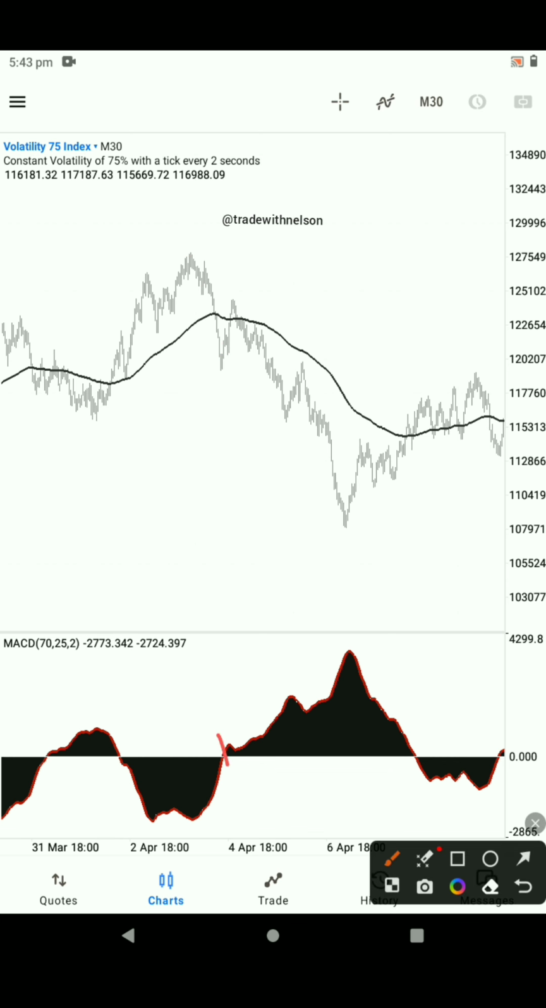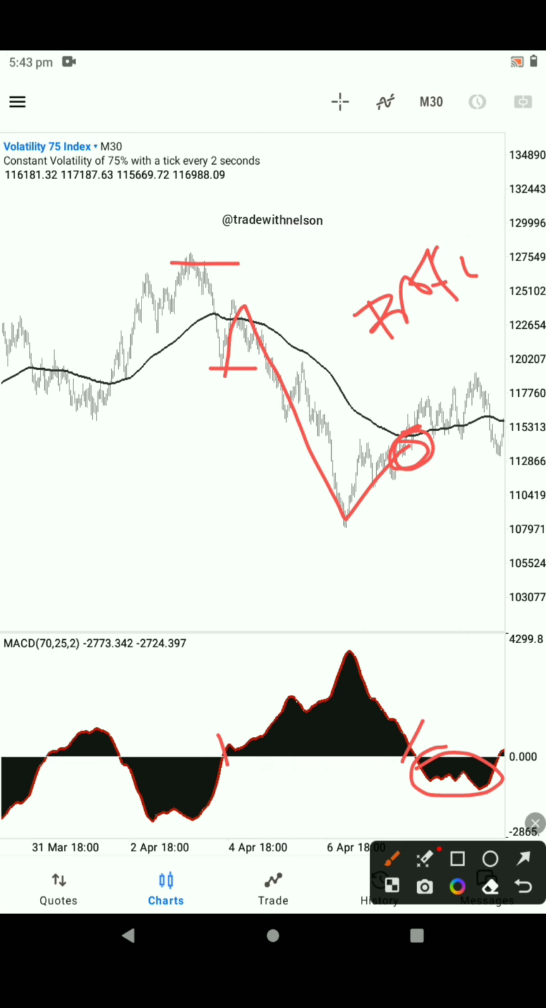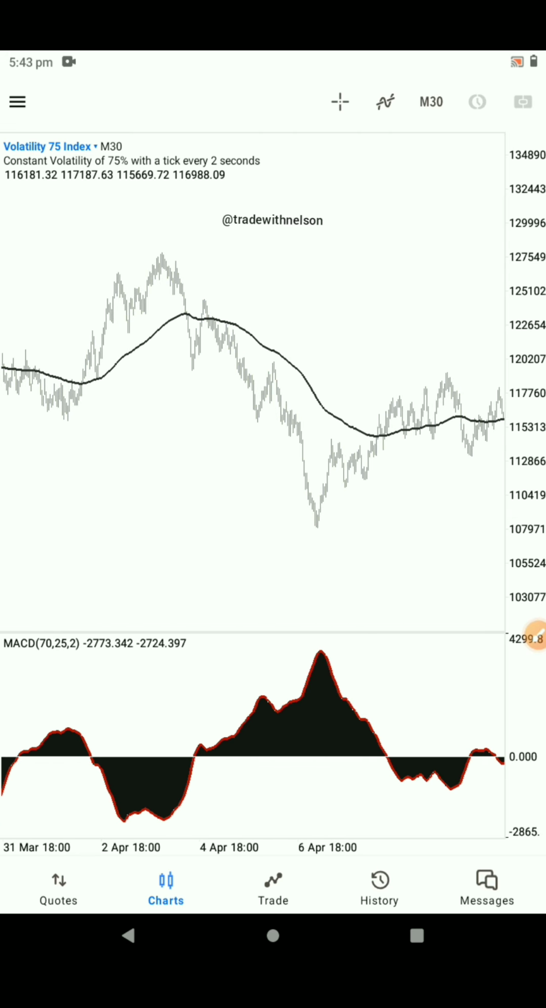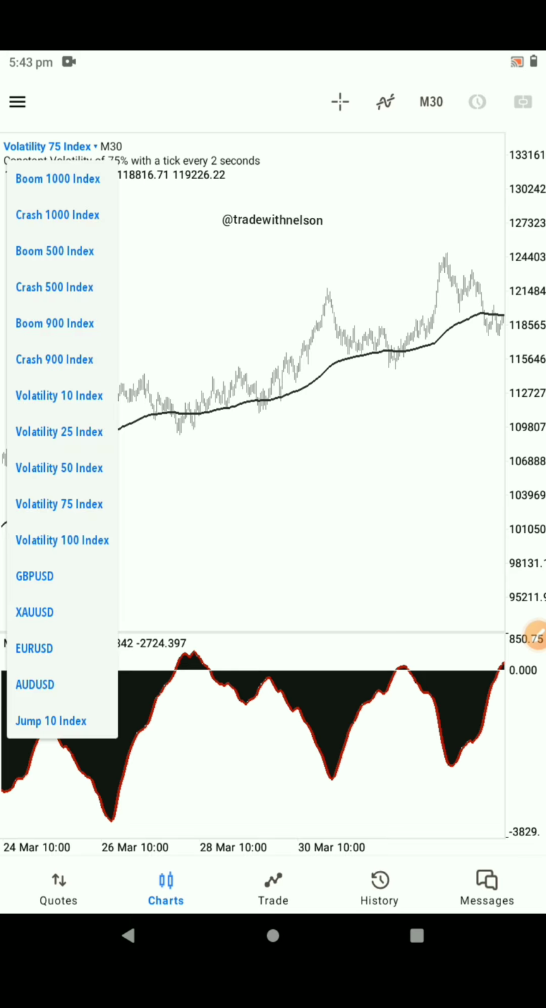So you can see over here, entry, then you close once you see a down mountain over here. Entry here, stop loss above here, market goes, then close at this point. You are still in profit. Now let me go to Volatility 25 and show you examples also over there.